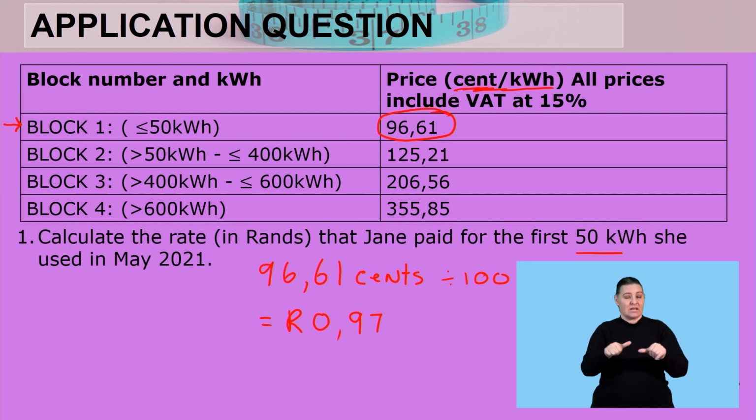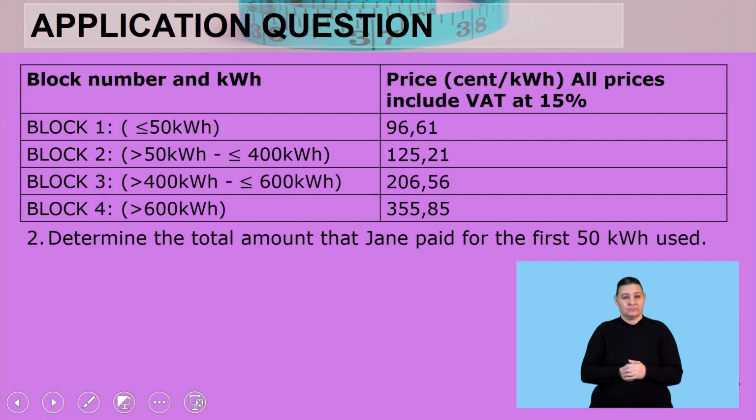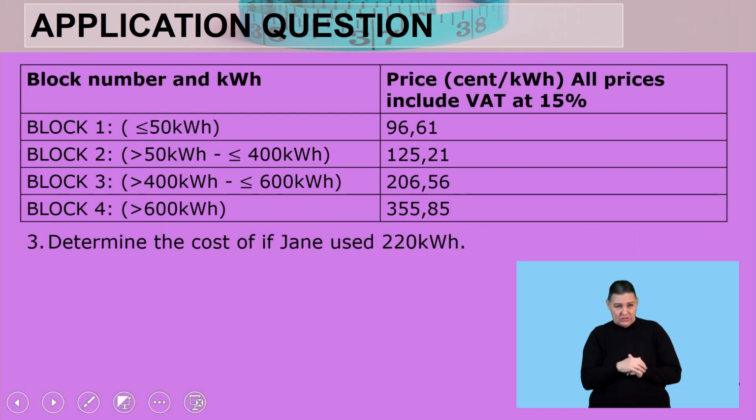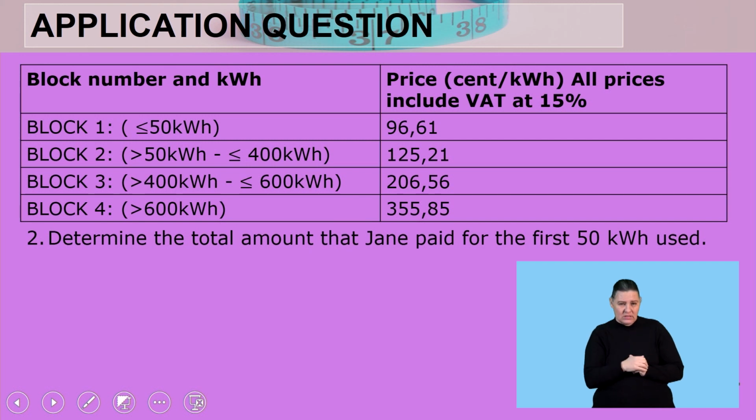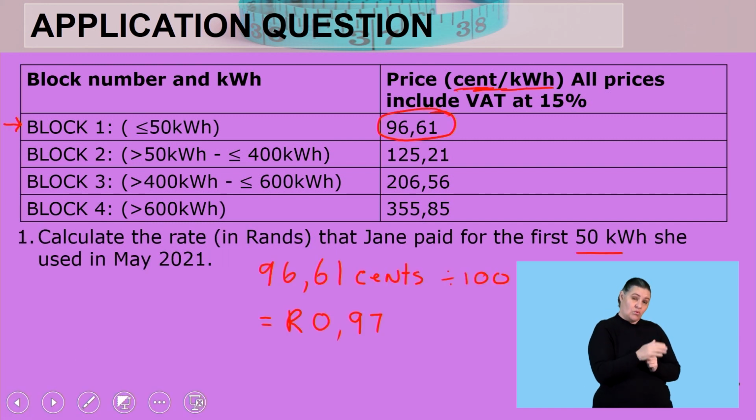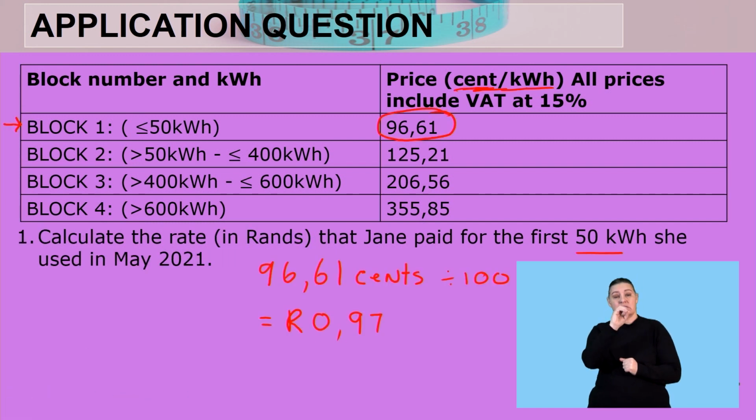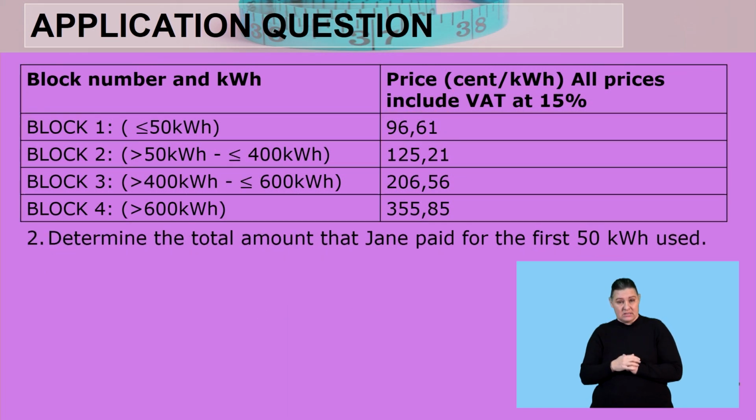Let's look at the next one. Question 2. Determine the total amount that Jane paid for the first 50 kilowatt hours used. We've got to find the total amount that she's paid. So if you remember from the previous one, I'll just go back for a second to show you guys. The rate we're using is 0,97 rand.